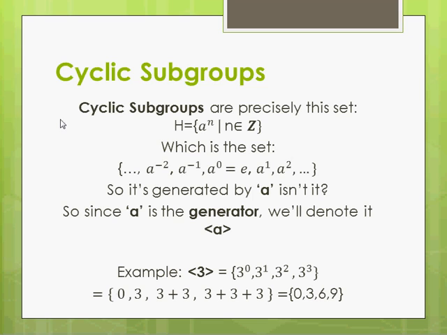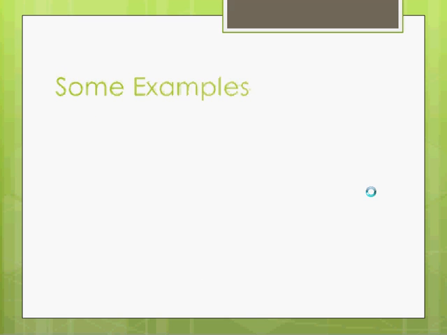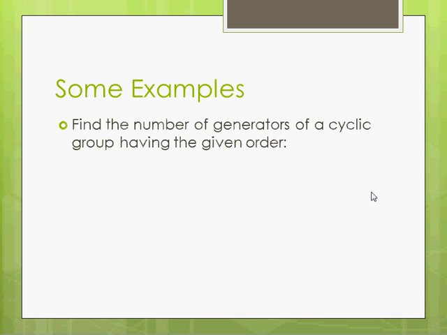3 to the 2nd means 2 3s added together. 3 to the 3rd means 3 3s added together, and so forth. So it's a little bit different than what you're normally used to seeing with exponents, but I don't think it's a big deal to get used to. Moving on here, got some examples.